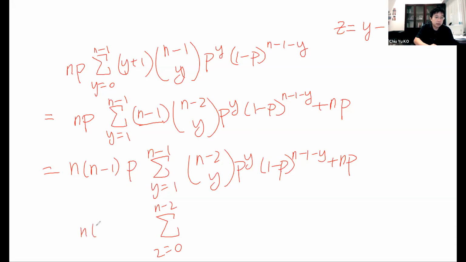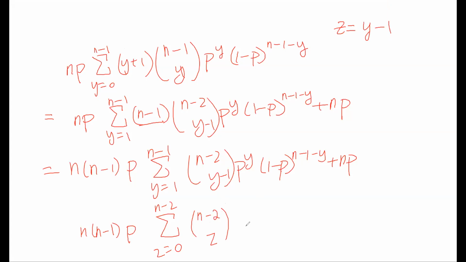So I have n times. I'm just rewriting things, okay? Instead of counting y from 1 to n minus 1, I'm counting z from 0 to n minus 2. And in this case, I have minus 1 here. I forgot it's y times y minus 1. So then y becomes z. Is this part okay? Okay.